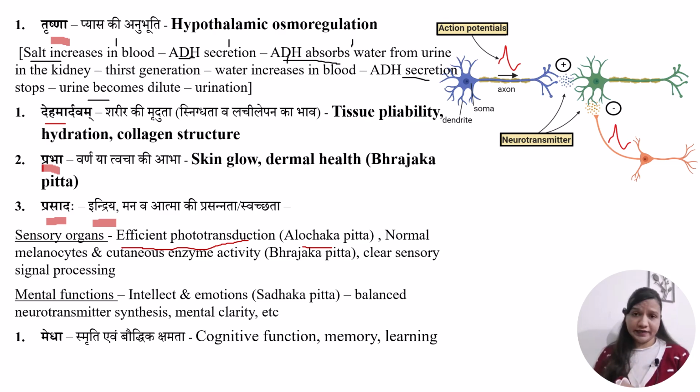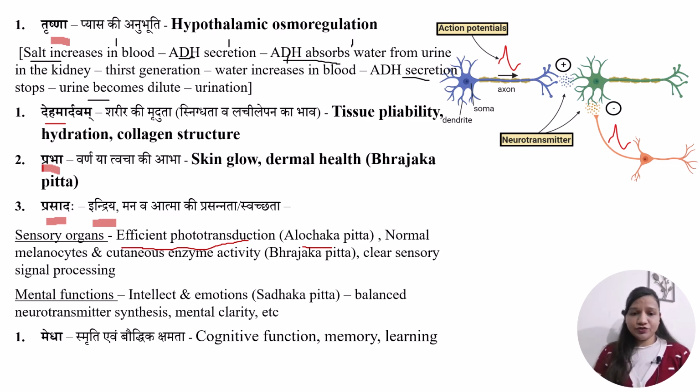We know in the retina rods and cones are present. So the biochemical process through which the light energy coming to the eyes is converted into electrical signals by the rods and cones, and then sent to the brain, is the process of phototransduction, and for this Alochak Pitta is responsible, or Alochak Pitta is necessary.